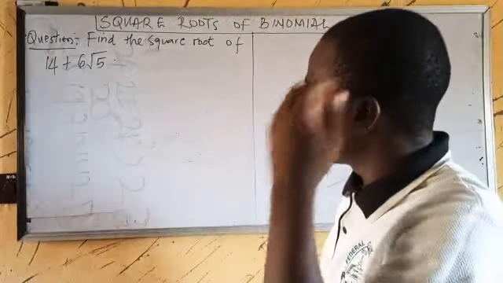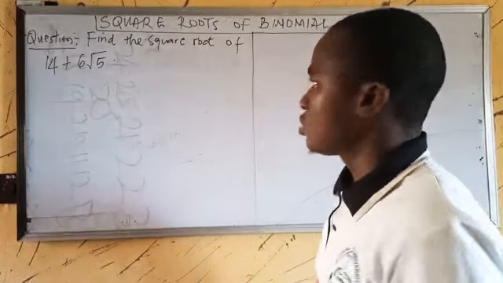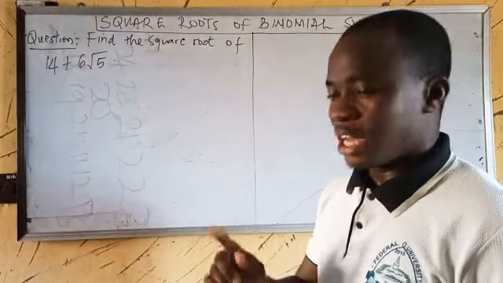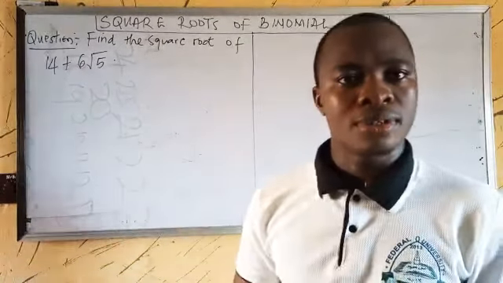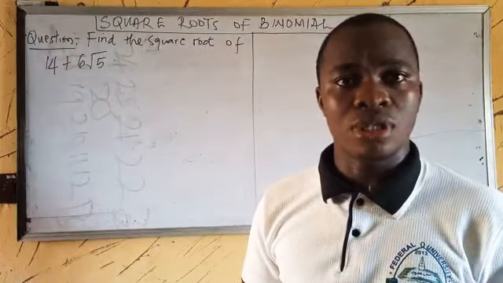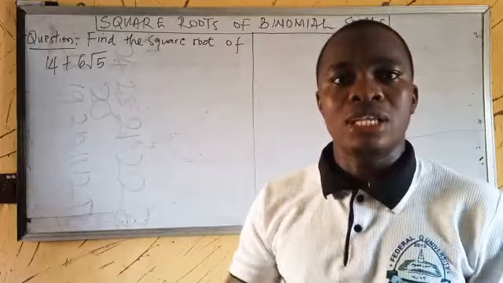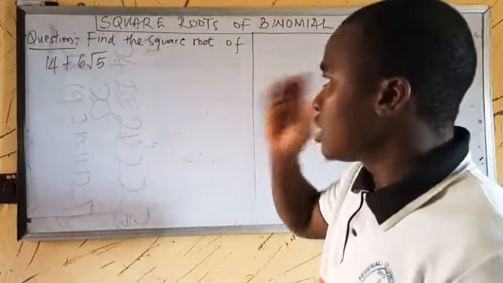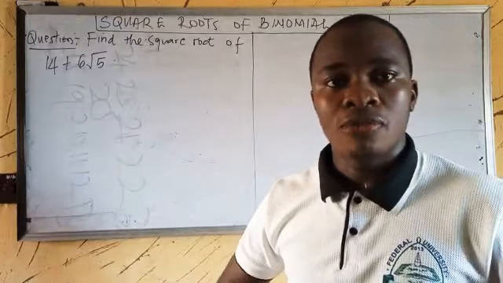So today we are going to be looking at square roots of binomial surds. I haven't taught you the addition of surds, multiplication and division of surds, the rationalization of surds, and how to get the conjugate of binomial surds. So today we want to look at how we can get the square root of binomial surds.